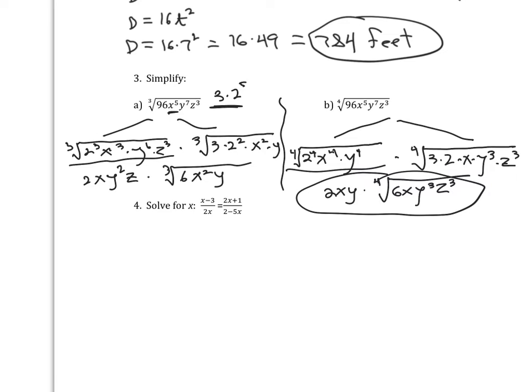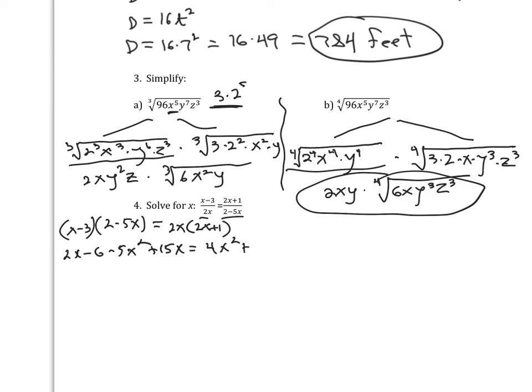Okay, for the next one here, solve for x. We're going to end up multiplying both sides by 2x and 2 minus 5x, which means that we're going to do the equivalent of cross multiplying, which means we're going to end up with x minus 3 times 2 minus 5x is equal to 2x times 2x plus 1. And when we expand, we're going to get 2x minus 6 minus 5x squared plus 15x is equal to 4x squared plus 2x.